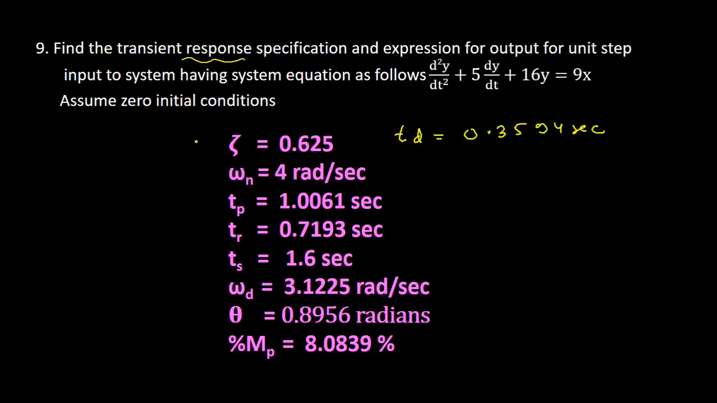So these are the values which we are getting in this question. The transient response specifications are delay time Td, rise time Tr, peak time Tp, settling time Ts and percentage maximum overshoot Mp. So these 5 are the time domain specifications or transient response specifications.